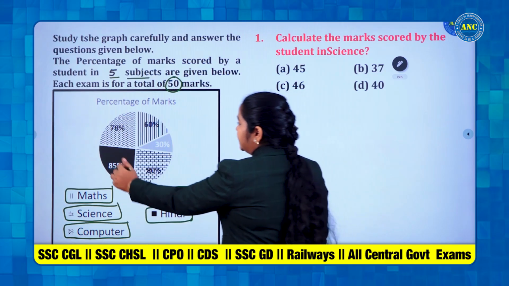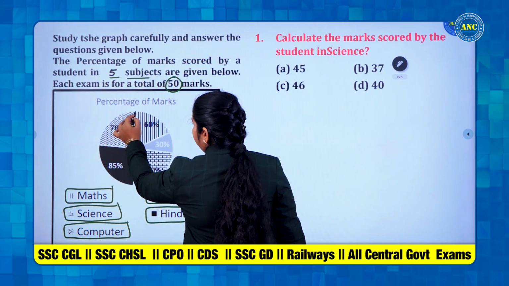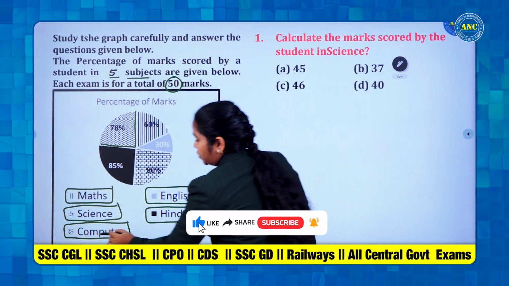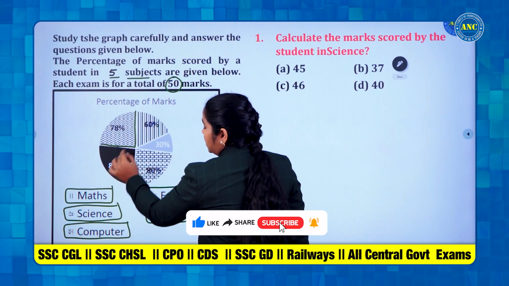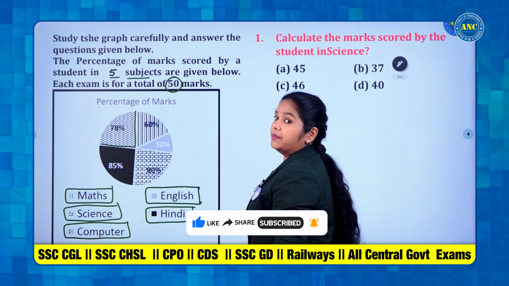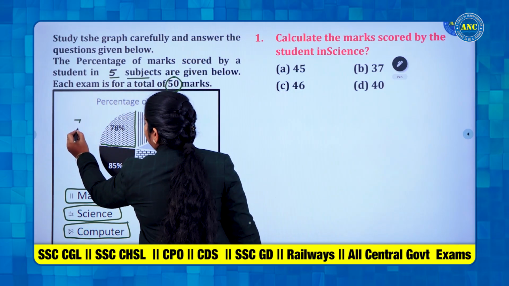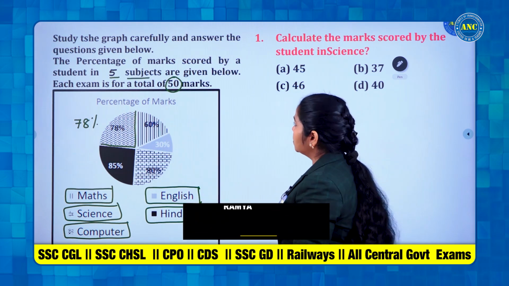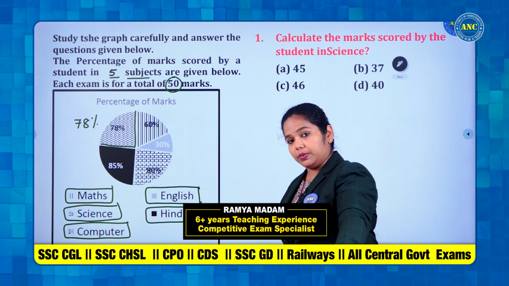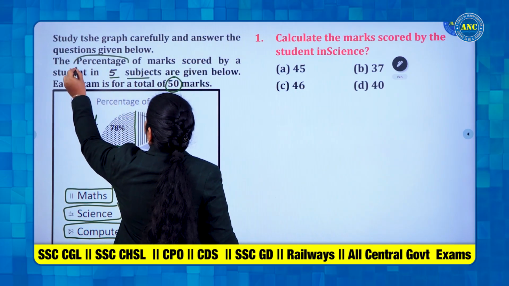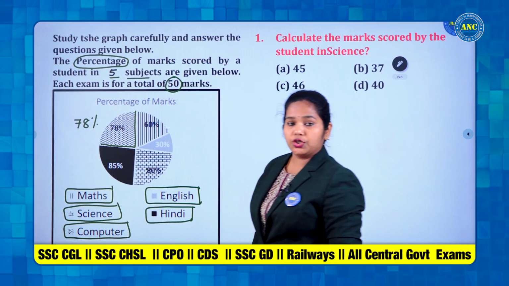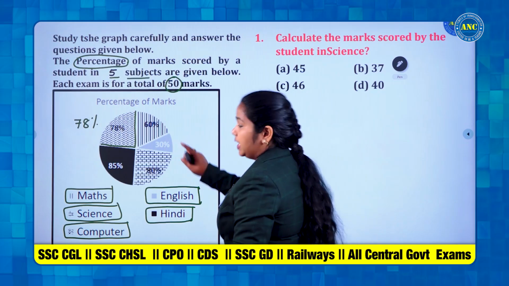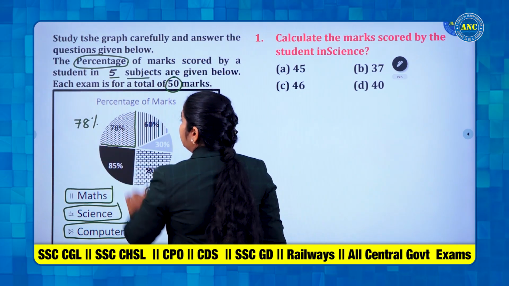Okay. If you observe this portion, okay, this is computers. You can see the symbol here. Yes, this is computers, and computers is how much? 78%. So, yes, always remember when you read the question, reading this is important. Whether the data is given in percentage or the data is given in degrees. Okay. Here the information is given in percentage. So, we are going to take that percentages.